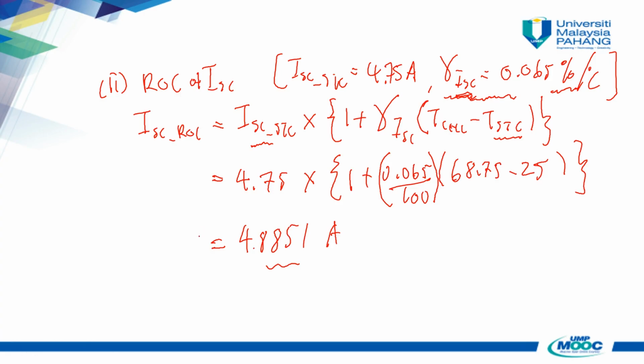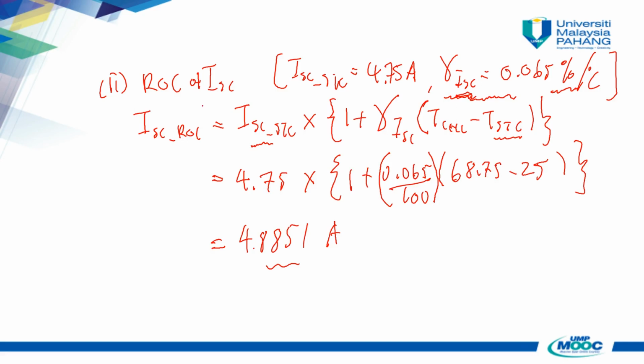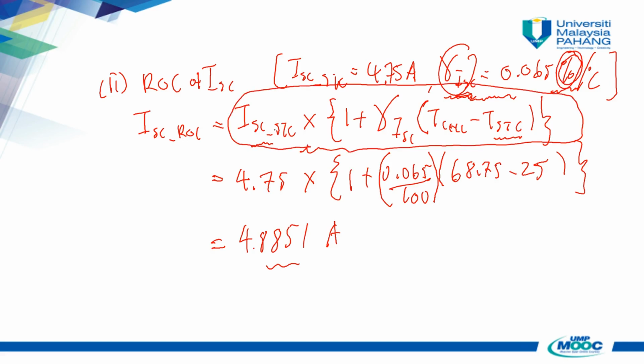Alamak, sekejap. Ni pun salah sebenarnya. 4.8851 lah. Okay. Boleh faham? Do you understand? Because the temperature coefficient for the ISC is given in the percentage, that is why we use this equation. Walaupun OE agak teragak-agak, tapi kira betul lah tu.